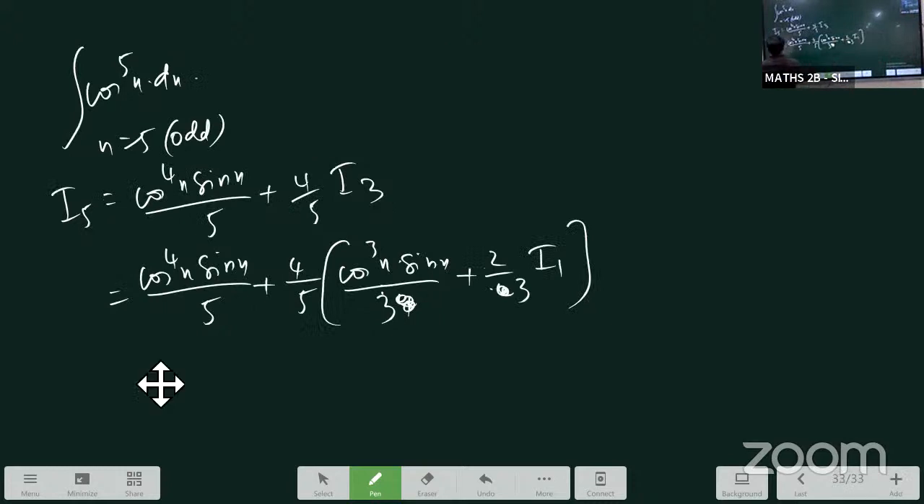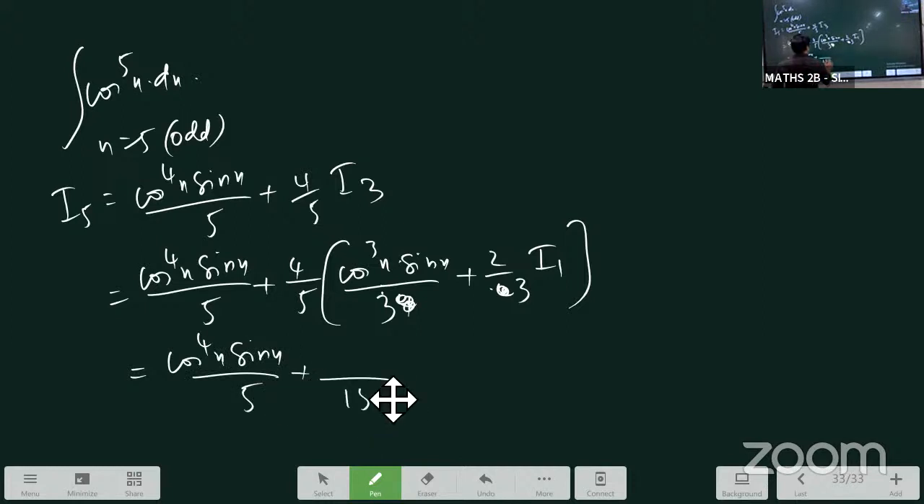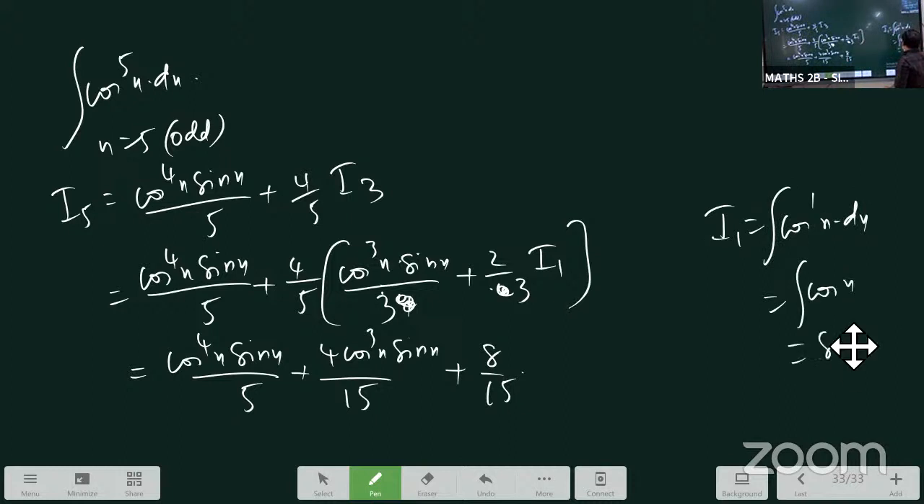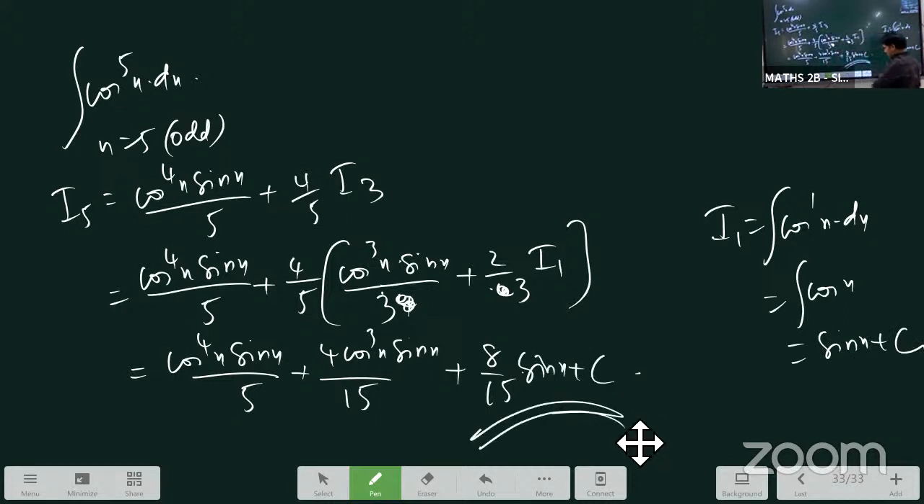So that is nothing but cos power 4x sin x by 5 plus, 5 3s are 15, 4 cos cube x sin x plus 4 2s are 8 by 15. What is I1? I1 means integration of cos power 1 dx, which is sin x plus c. This is your reduction formula for sin power n, cos power n.